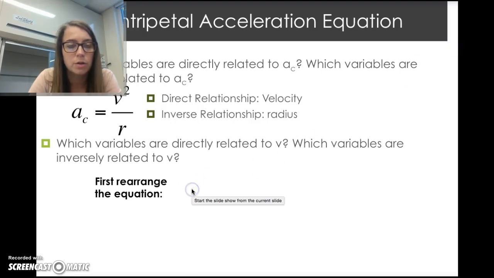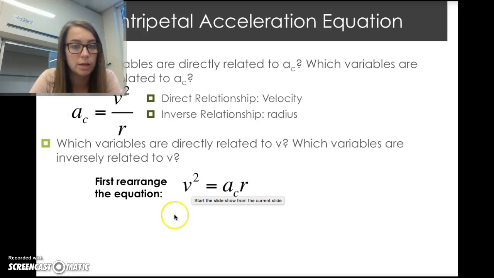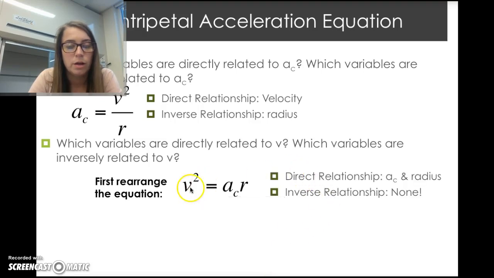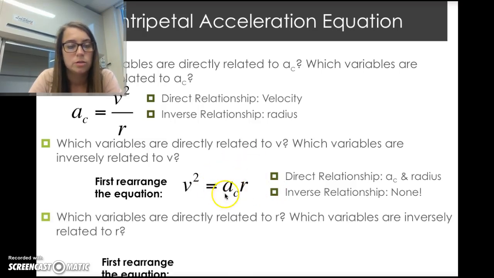Okay, so we're going to rearrange the equation. I will multiply r to both sides to get v squared by itself. So v squared equals ac times r. Now looking at this, it's directly related to both of these, right? They're all in the numerator. So the direct relationship would be acceleration and radius. And there's no inverse relationship because there's nothing in the denominator. So we'll try the next one.